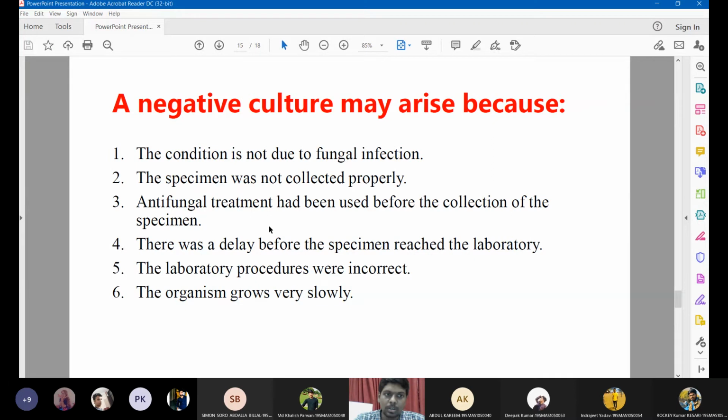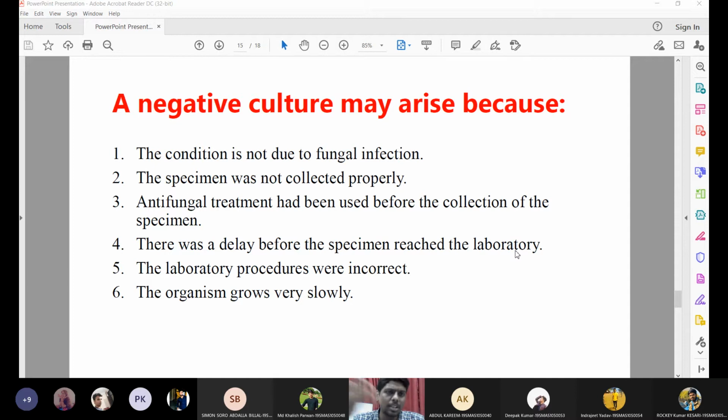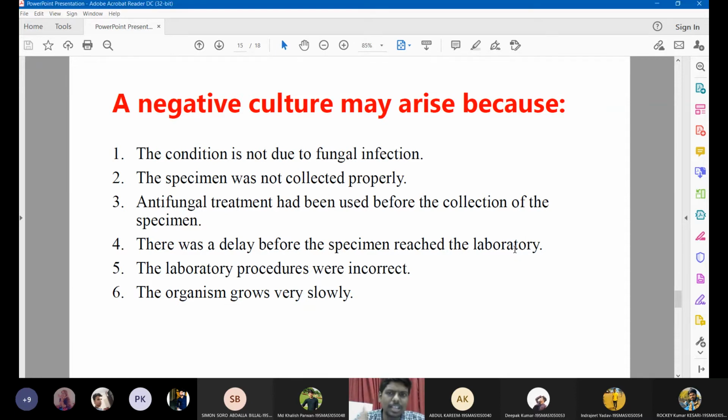Okay. So the other reason might be that there was a delay before the specimen reached the laboratory. So maybe the specimen reached the lab late. If the specimen took too much time in transport, then obviously the fungus will die. It will dry and it will die. So delayed transport of the specimen can also be a factor of a negative report. Then the laboratory procedures were incorrect. You are not following proper SOPs. That is why you got a negative report. Or last and finally, the fungus is growing very slowly. That is why you are getting a negative report.